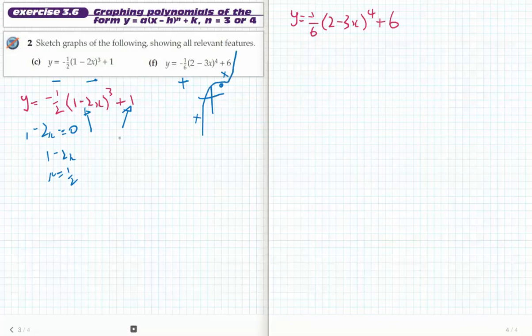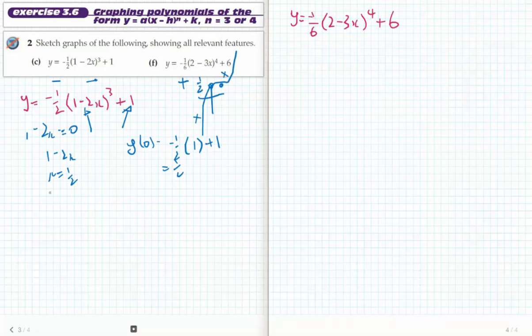To find the y-intercept, I make x equal to 0. So y of 0 is going to equal negative a half, 1 cubed, which is 1, plus 1. 1 minus a half is a half, so that will be at a half.